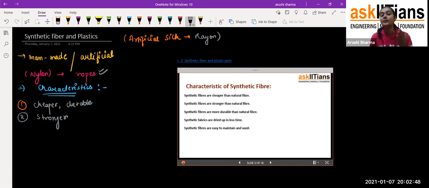But if we talk about nylon ropes, they do not absorb water, that means water has no effect over them. If the rain is coming, or if you are hanging your wet clothes over it, the water has no reaction on it. You can say they may have some water on them, but they dry very easily. And they are also easy to maintain. So that is why, students, we say that these are the characteristics of synthetic fiber.